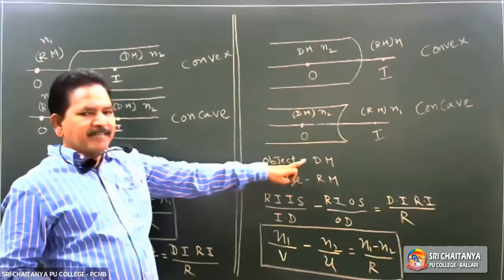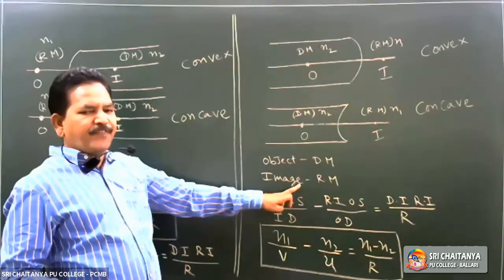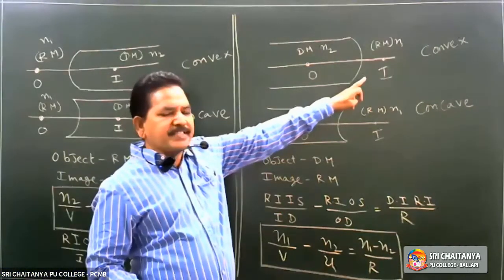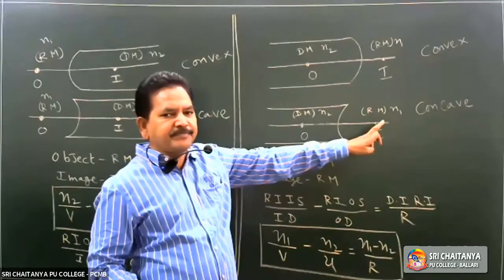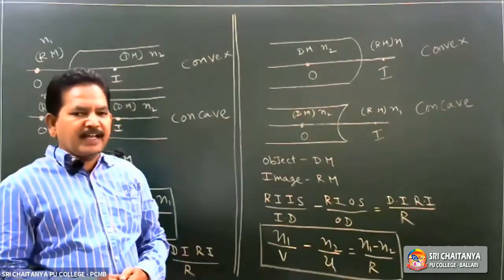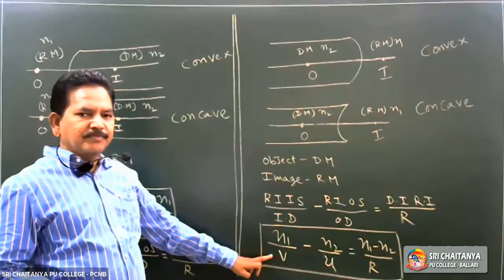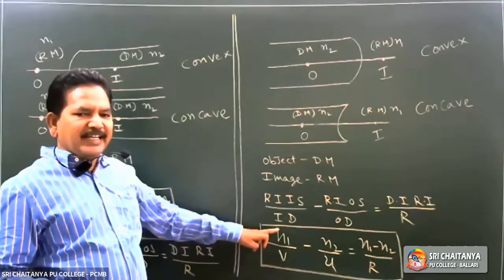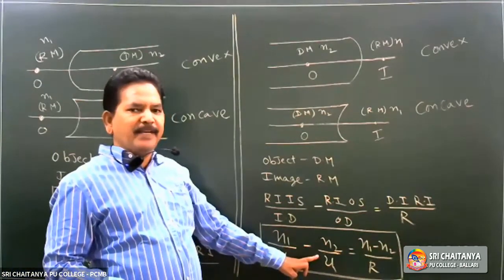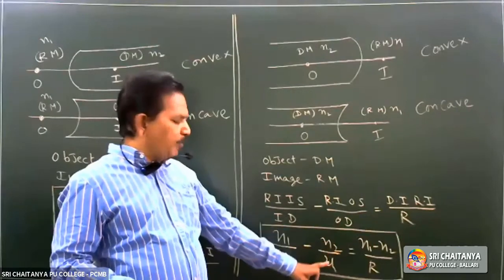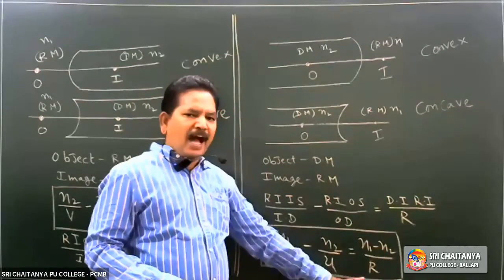Object in a denser medium, image in a rarer medium. The surface may be either convex refracting surface or concave refracting surface. Then what is the expression for the refraction? Which formula we have to use? N1 by V, because the image will be in rarer medium. N1 by V minus, object will be in denser medium, N2 by U is equal to N1 minus N2 by R.